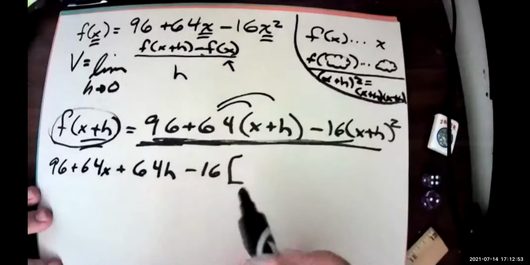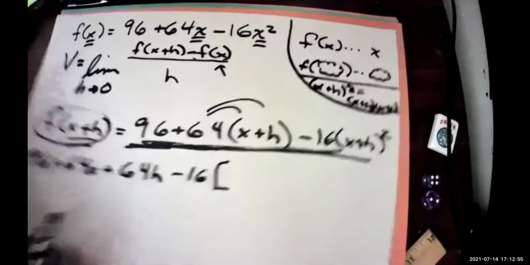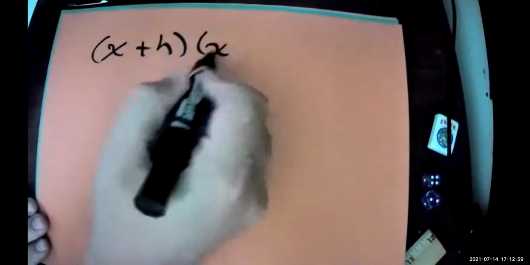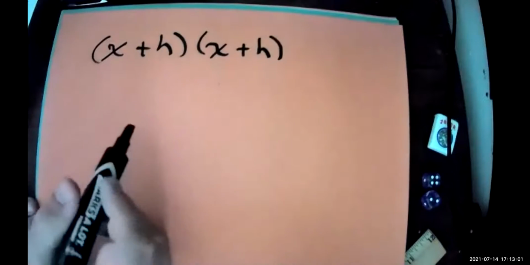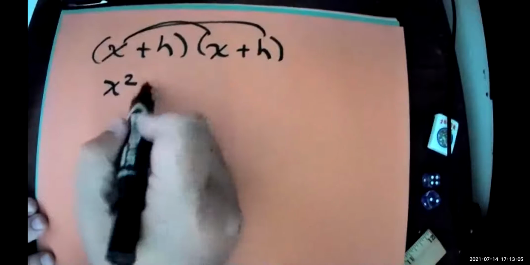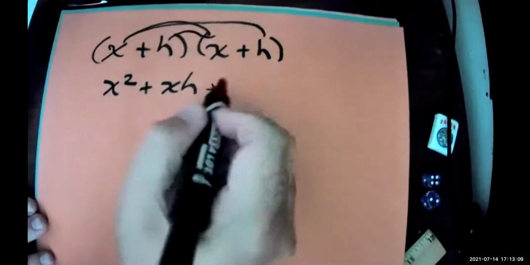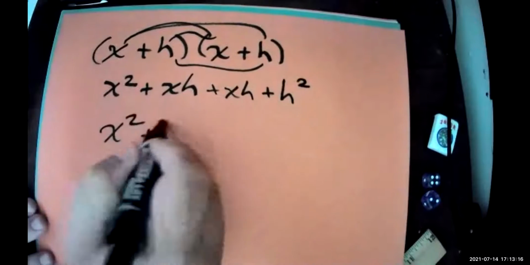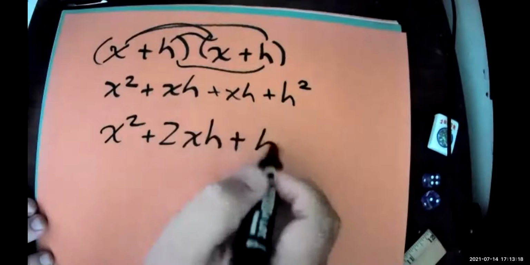So if you multiply it, let's do that on the side. If you multiply it, what do you get? Let's see. X times x is x squared. X times h is xh. H times x is xh again. And h times h is h squared, which gives you x squared plus 2xh plus h squared.